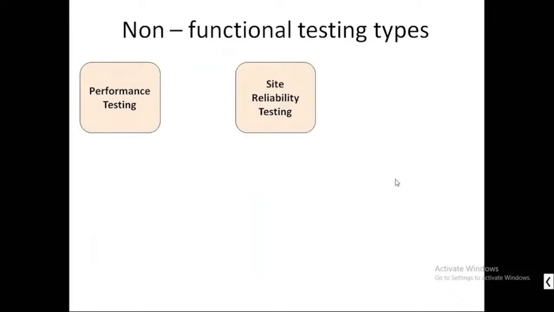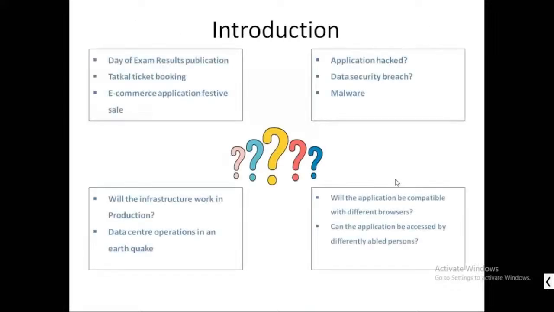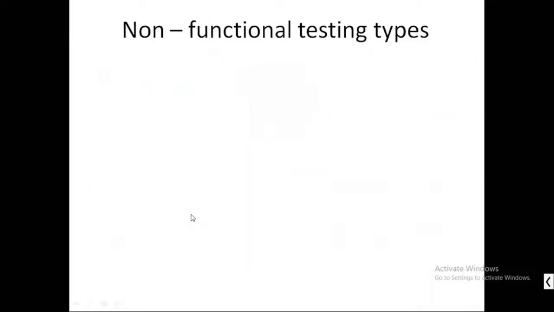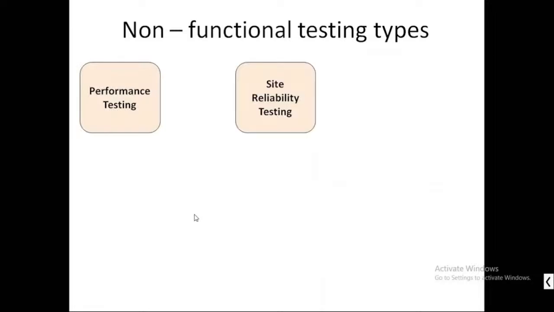Next, site reliability or operational acceptance testing is another type of non-functional testing. You all would have seen positions related to site reliability engineers or operational acceptance testing engineers. The one which I had told about, how will my data centers operate in case of an earthquake, and will the infrastructure work in production or not? Clear, all of you? This one, the second box. For that, we will use site reliability testing or operational acceptance testing.